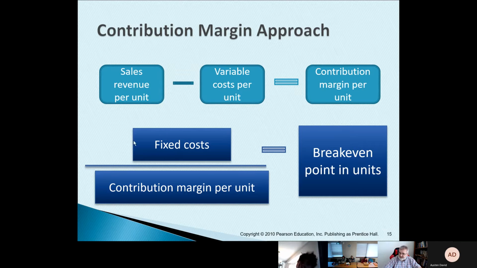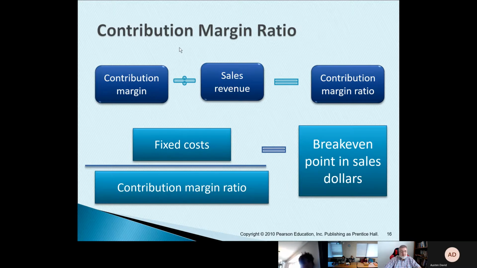So if we take our fixed cost and divide it by this contribution margin, it'll give us our break-even point. Contribution margin ratio: if you take your contribution margin and divide it by the sales revenue, it gives you a margin ratio. All of this will make a little more sense when we get into actually working a spreadsheet. Okay? I promise it will.